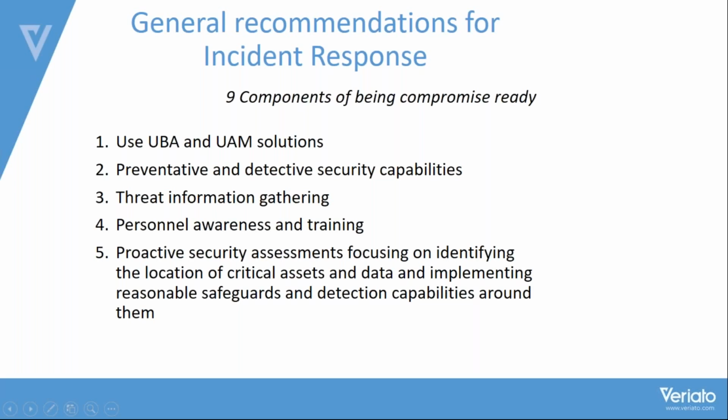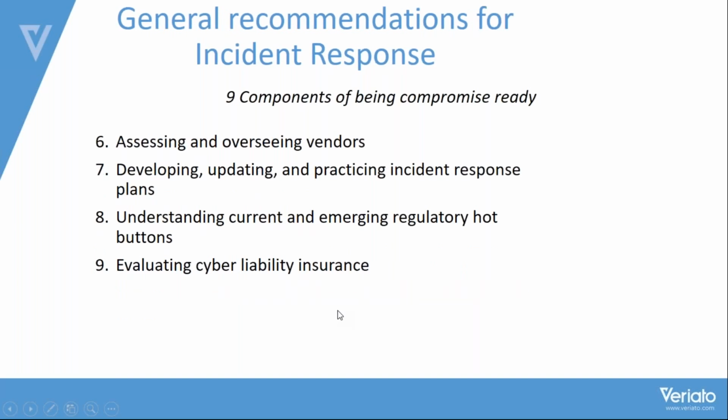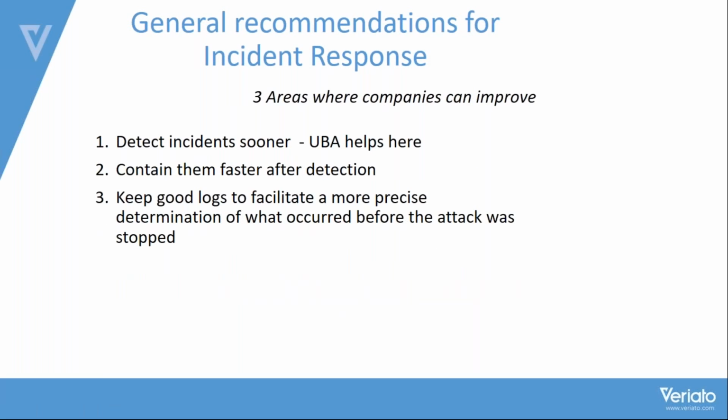Proactive security assessments. Do our assessments. Focus on identifying the location of your critical assets, know where they are, and then implement safeguards that are going to protect them. Assess and oversee your vendors that I spoke about. Develop practices for incident response. Develop your plans. Understand your current and emerging regulatory hot buttons that are out there. And if you don't already have it, you might want to look into getting some cyber liability insurance. You know, this is not what this is all about, but these are some things that I would look into, some 9 things that I would put on your list in order to try to make it better for your organization so you won't be part of that 90% that's worried about this activity.